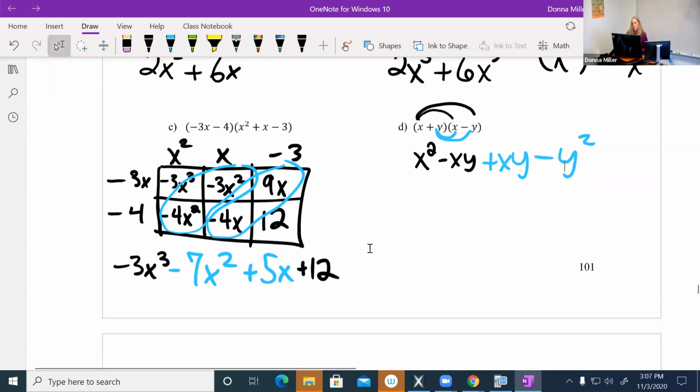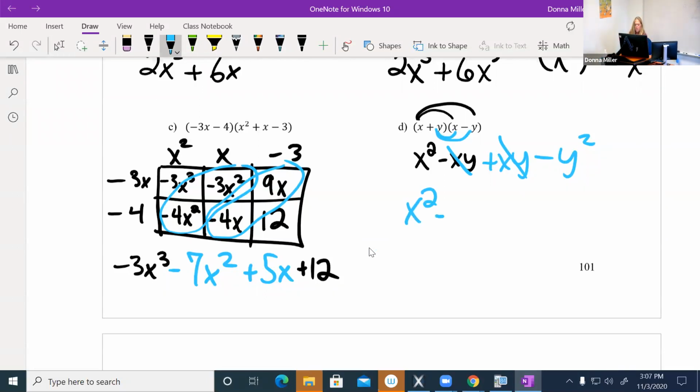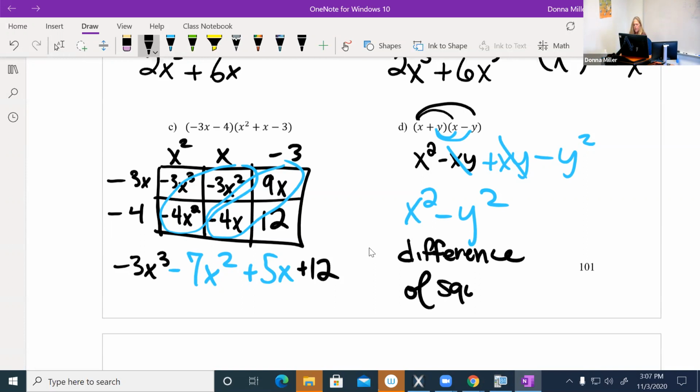Okay? So these guys cancel because they're exactly the same. One's positive, one's negative. So this ends up being x squared minus y squared. When we get to factoring, this is what we call a difference of squares. We're going to go the other way when we factor. But when you have the same thing plus and the same thing minus, the outside terms are going to cancel and you're always going to get this difference of squares. All right, which is going to become important when we factor.